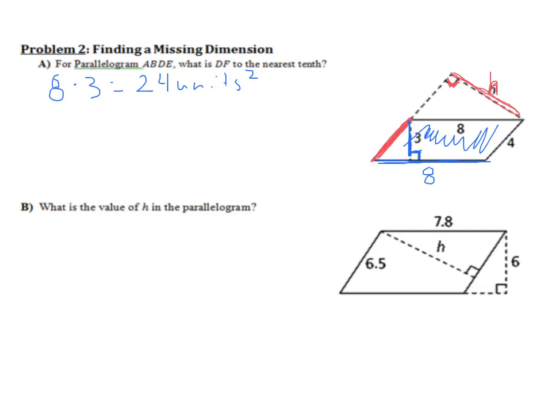Because if I use my other two lengths, my base here is 4, I'm looking for H. 4 times H, I know, is going to be equal to 24. Why? Because the area is the same. No matter what base and height you use, the area is the same. So if I solve for H, I divide by 4. H is going to be equal to 6 units.